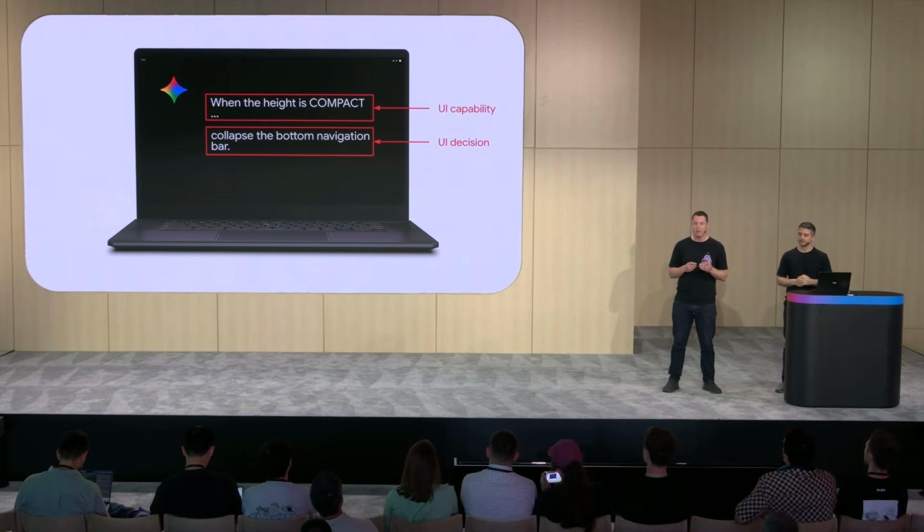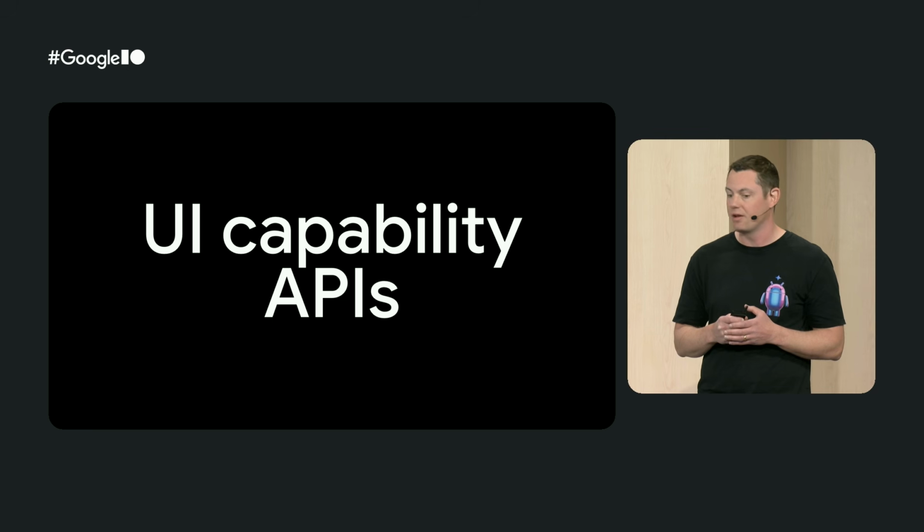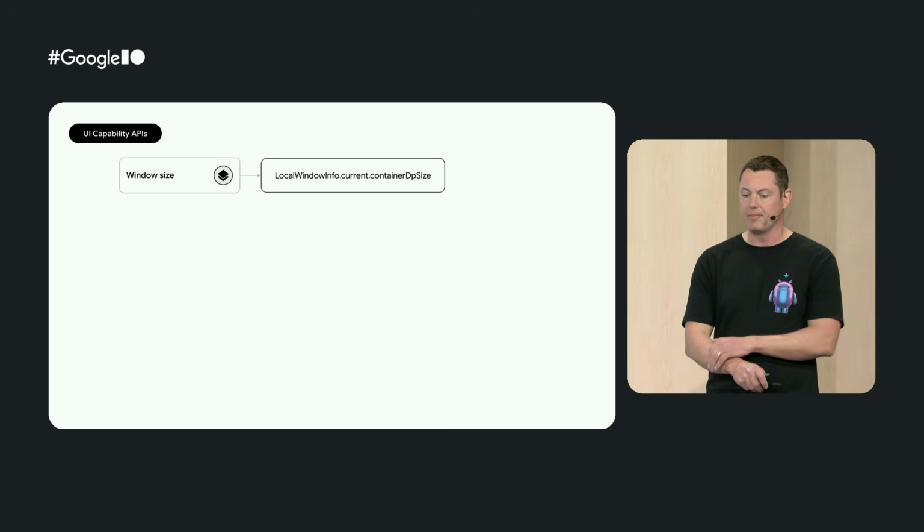OK, so in that last prompt, we introduced the concept of using a UI capability, the window height, to make a UI decision, collapse the bottom navigation bar. And this is a very common pattern, and it's used under the hood by the adaptive layout APIs we saw earlier. For example, the Material list-detail scene strategy uses window size to determine when there's enough space to create a list-detail scene. But what if you want to get access to those capabilities yourself, so you're in charge of making those UI decisions? Well, here's how you can do that.